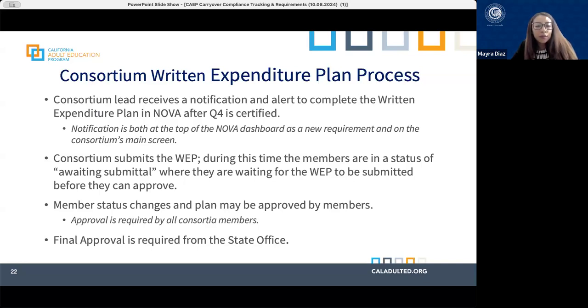Final approval is going to be provided by the state office. Both the California Department of Education and the Chancellor's Office representatives will be reviewing the submitted written expenditure plan and either follow up with the consortia representative that is designated on the plan to inquire on any further questions, or will proceed with approving the written expenditure plan. Next slide, please.